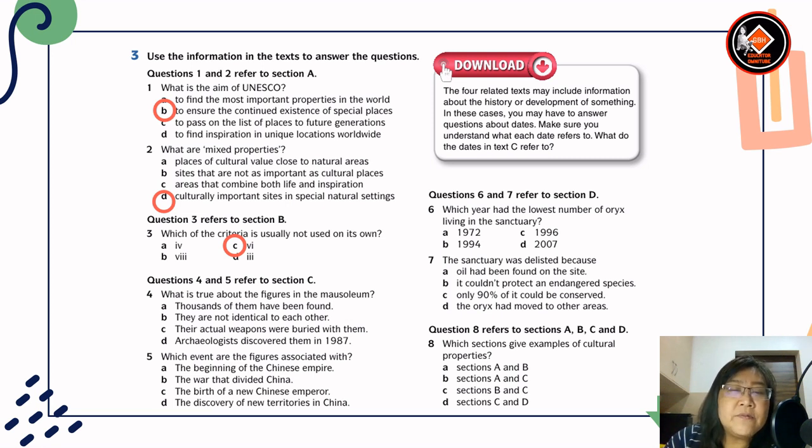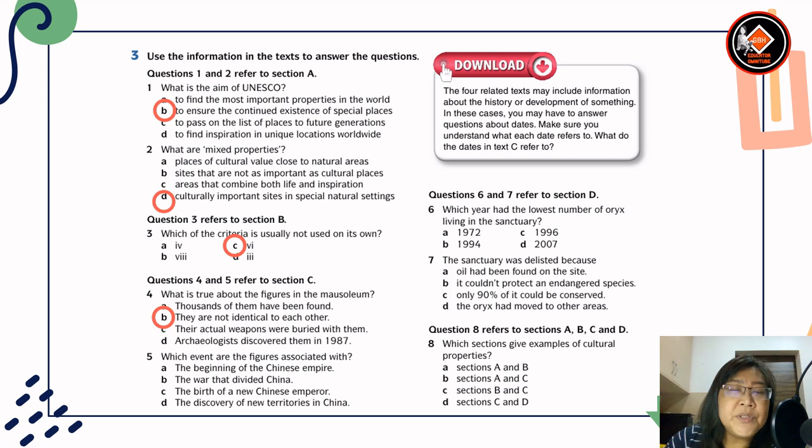Question 4 and 5 refer to section C. What is true about the figures in the mausoleum? So A, thousands of them have been found. They are not identical to each other. Their actual weapons were buried with them, and archaeologists discovered them in 1987. So the answer is B. They are not identical to each other.